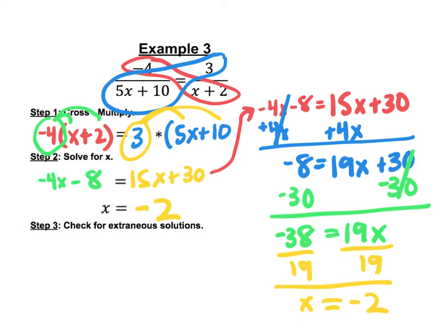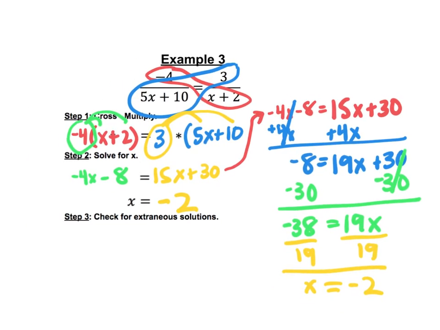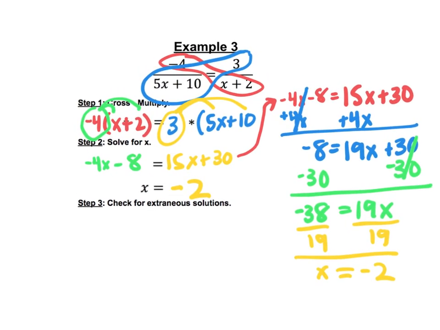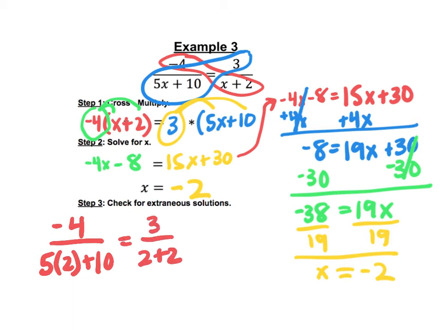My very last step is to check for extraneous solutions. So extraneous means that solution doesn't work. It means that when I plug my solution back into my equation, I'm going to get something that's wrong. So I know we have -4 divided by 5 times 2 plus 10 equals 3 over 2 plus 2. So I'm going to simplify those both.